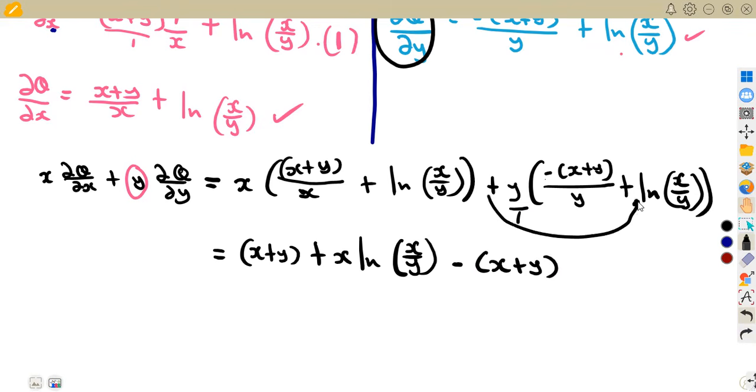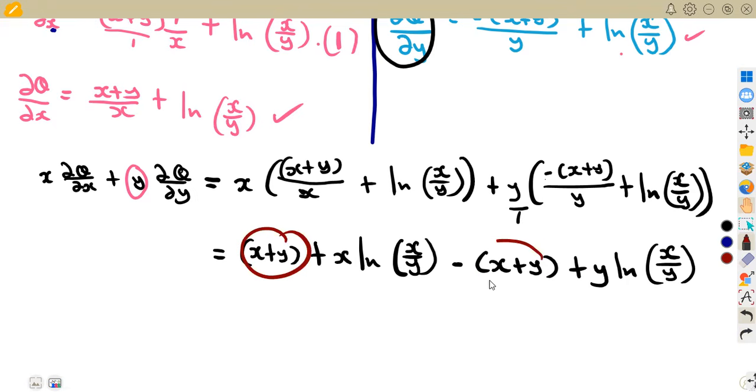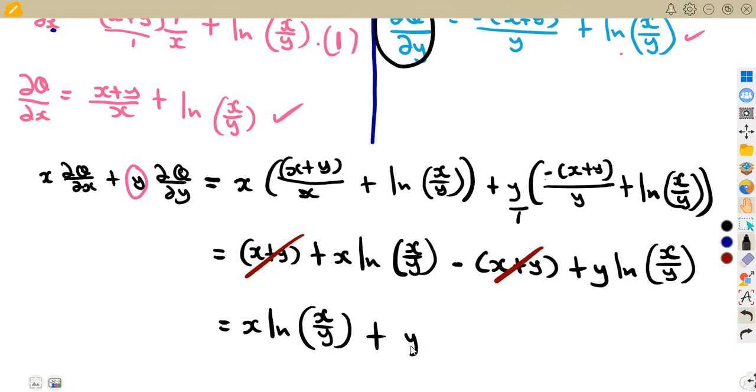All right, y multiplies also this part. So it's going to be plus y into ln of x over y, like this. So this is what you're going to have at this stage. And if we check properly, we're going to see that this bracket and this bracket are the same. Here we are adding and subtracting, so this is going to cancel with this. So we are going to remain with this part of x, the ln of x over y, plus y, the ln of x over y. This is what you're going to have.